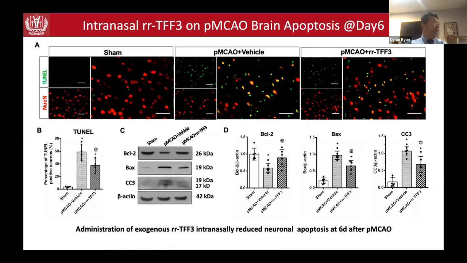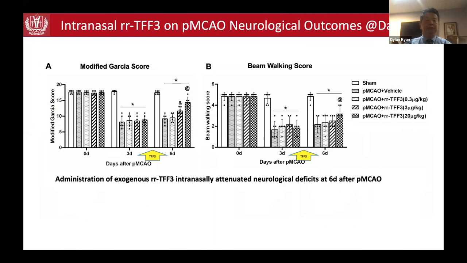You can see the TUNEL staining on the left side. That's about 30% reduction just by nose drop of TFF3 without reopening the vessel. And the function also improved. Again, I'm not going to explain this. And then we did another thing.